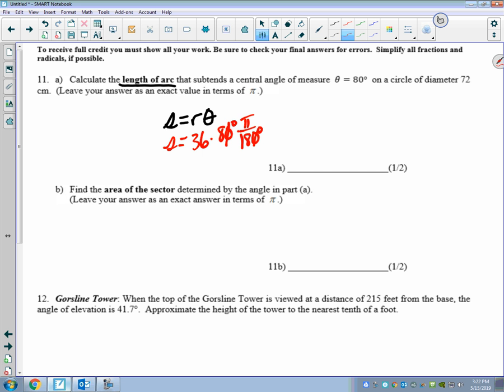But it actually works out really nice because 18 goes into 36 two times. So it works out really nice to be 16 pi. But if it's a fraction, that's okay too. Just type it in your calculator without pi, and it should give you the answer.